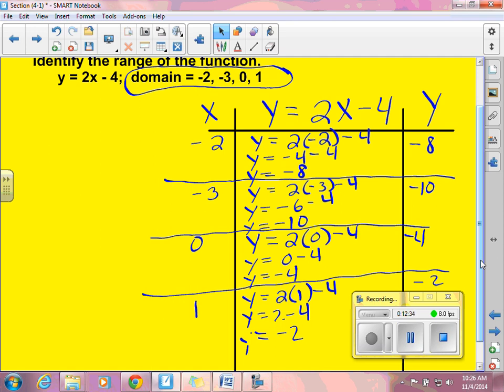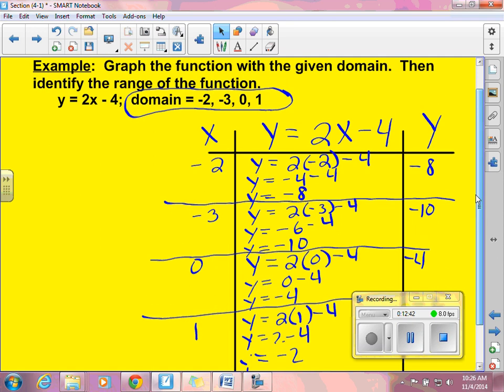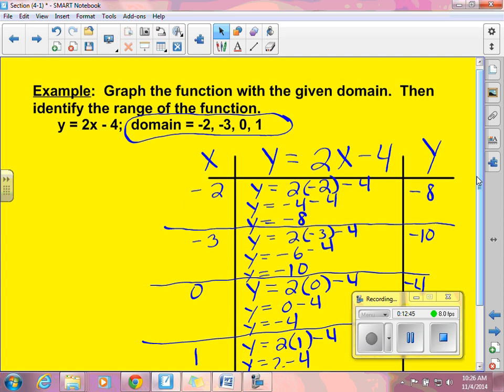It says graph the function with a given domain. Have I graphed my function? I have not graphed my function yet. And then it says identify the range of the function. Did I identify the range yet? I have it, but I haven't identified it, right? And we've done that before. That was in the last lesson. So let's go ahead and identify this thing called the range, okay?